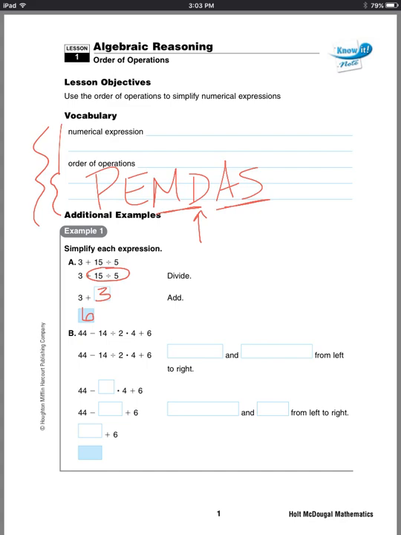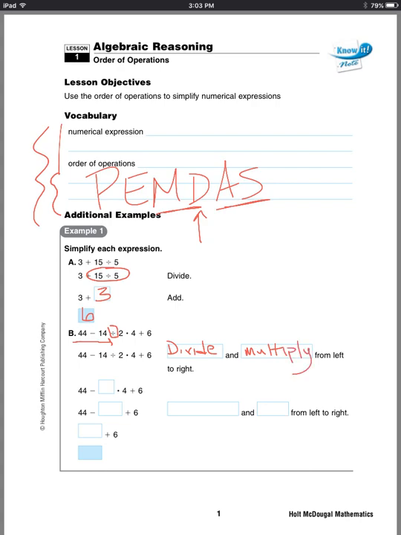B is a little bit longer of a problem. Okay, so we're going to first look. We have a subtraction, division, multiplication, and addition. Now multiplication and division come first, but remember we're multiplying and dividing from left to right. So if we go left to right like we were reading a book, looking for multiplication and division, we come to a division sign first. So we are going to divide and multiply from left to right because we hit the division sign first.